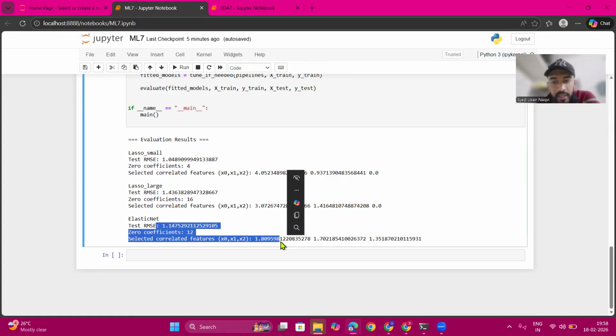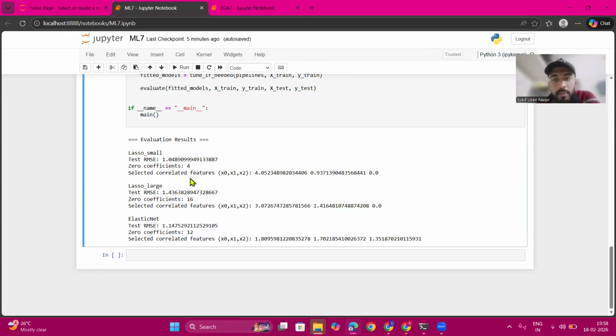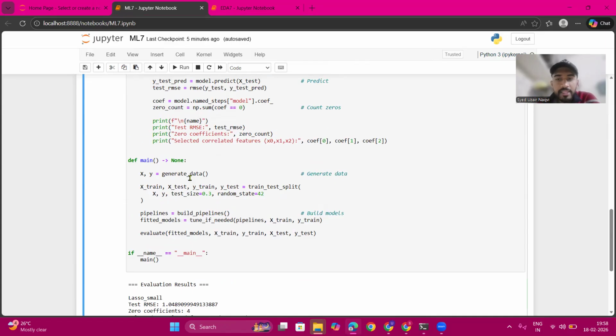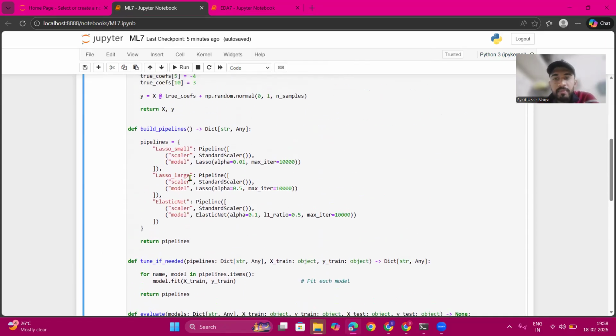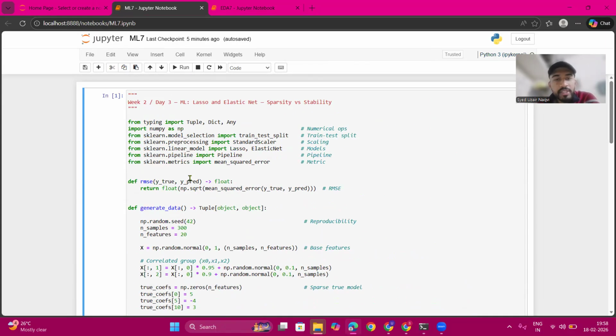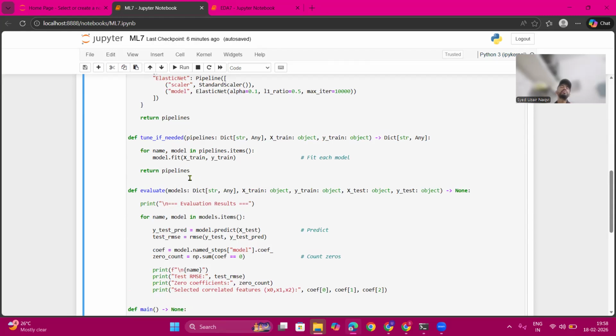So this is the thing. We have discussed all the important features: Elastic Net, correlated features, as well as the Lasso sparsity, x0, x1, x2. So we have known it, we have discussed.